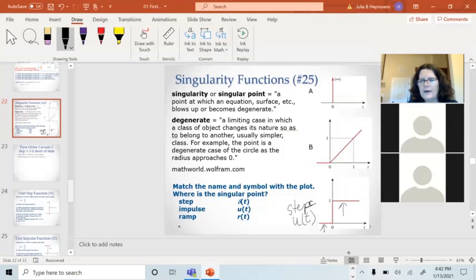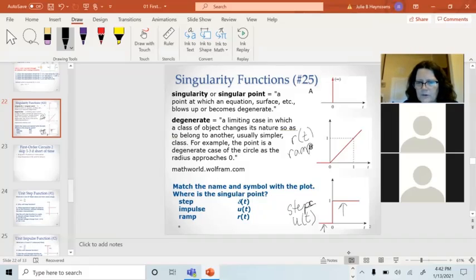Another one, let's say I'm switching something on and it's taking a while to power up. So the power is ramping up. This is called a unit ramp function, and we mathematically call it R of t. And it's called a ramp function.